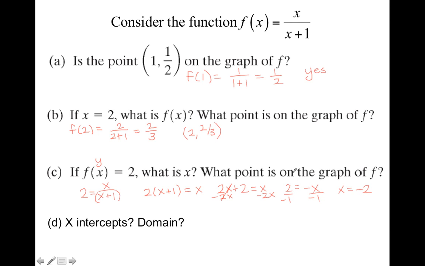Again, it asks what point is on the graph of f. Be careful here, we do still list the x value first, even though it's what we were looking for. So my x value is -2. The y value is what I started with, that +2.